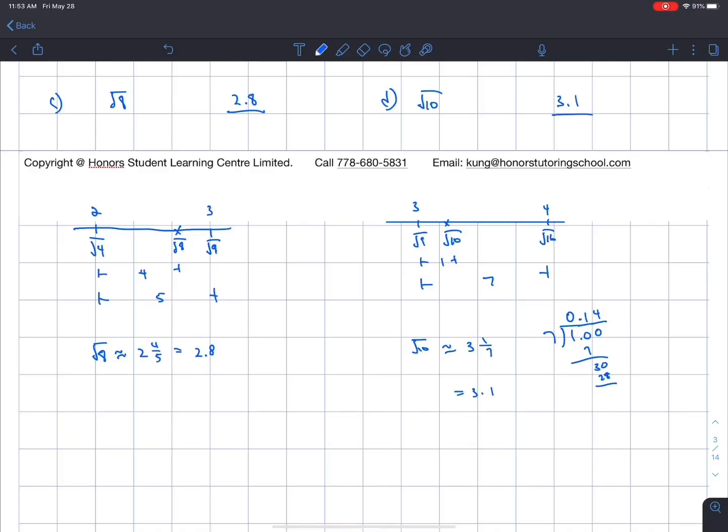And again, we check with the calculator. The square root of 10 is actually 3.2 if you round it to 1 decimal place. So the correct answer is actually 3.2 here. It happens sometimes that our estimation is not 100% perfect, but I would say 80% of the time we are correct using this approximation method. So that's why the test will ask us to check with a calculator.